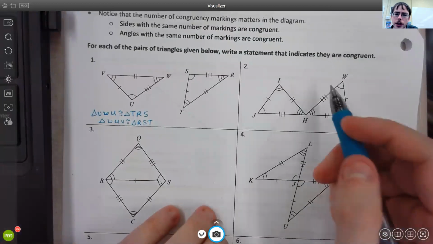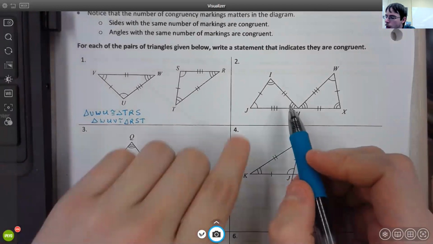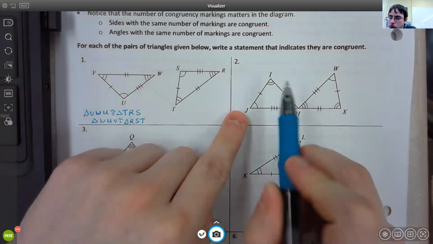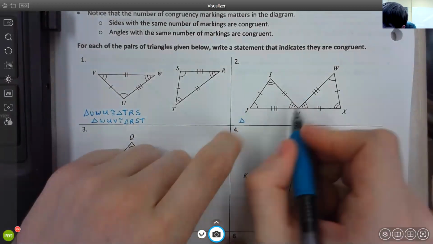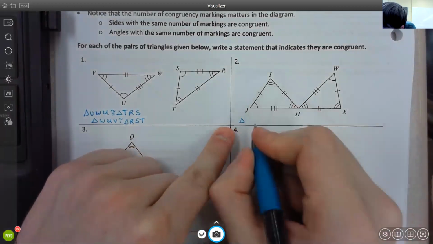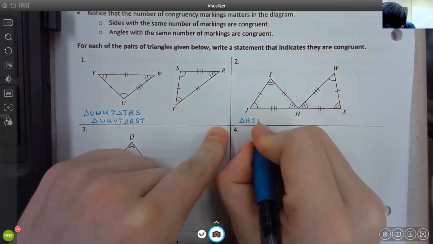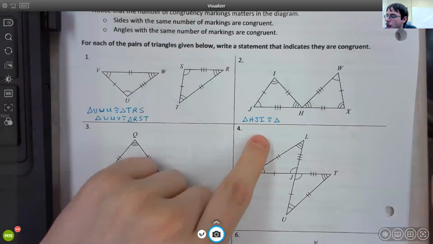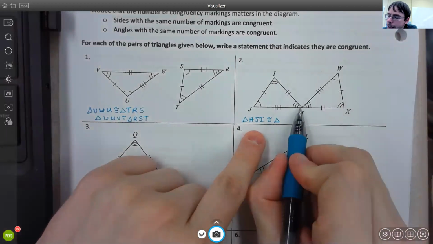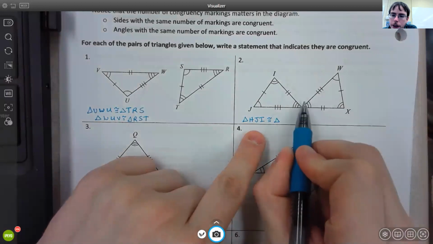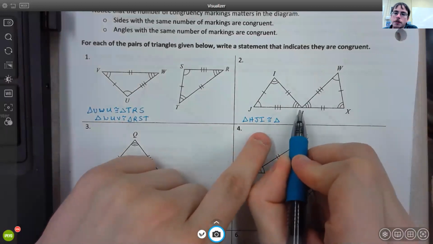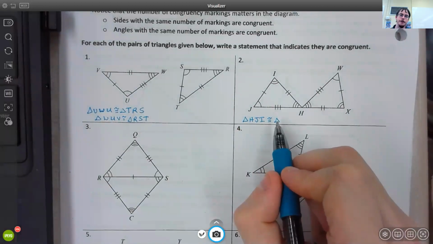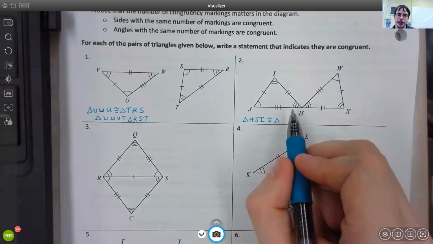All right, let's look at number 2. I'm going to start out with this triangle here. I'm going to do HJI. You might do it differently than me, and that's fine. Now, H here is a shared point. Just because H is listed first does not mean it's always going to be listed first. You have to make sure you pay attention to the angles.